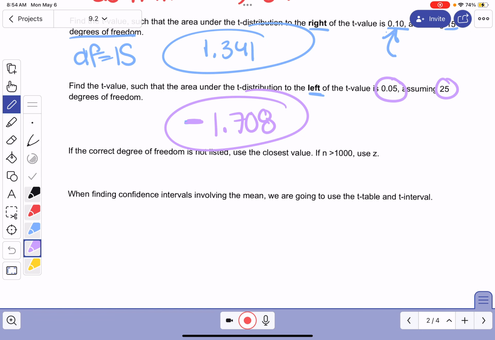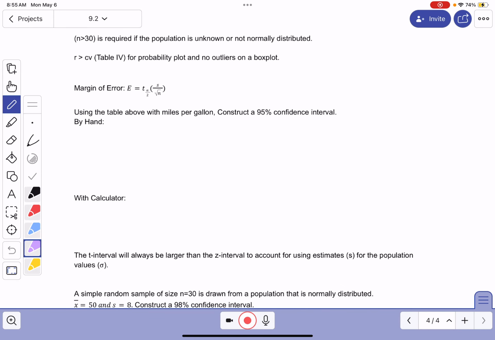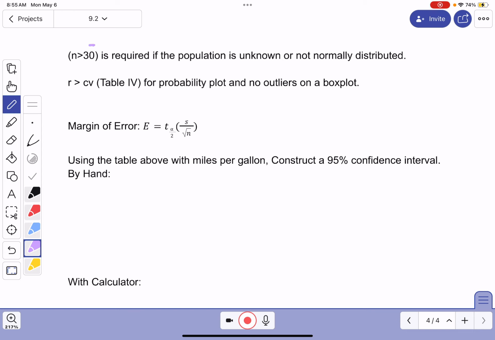Now, when we're finding confidence intervals involving the mean, we're going to use the t-table and the t-interval instead of the z-table and the z-interval. The biggest thing we need to know is that n has to be greater than 30 if we don't know about the population or if we know it's not normal. So if I tell you it's skewed, n has to be greater than 30.